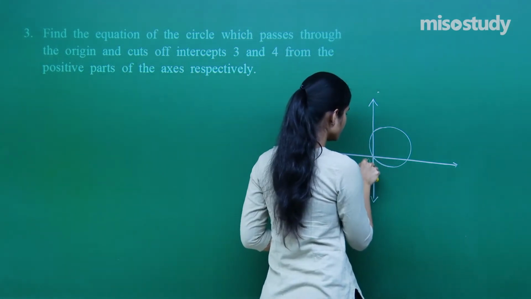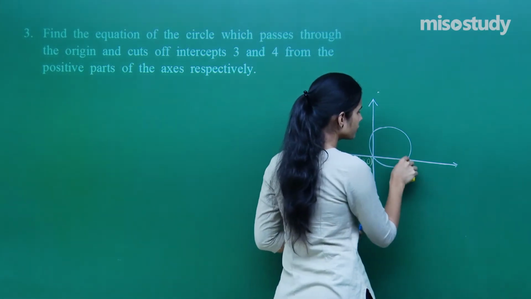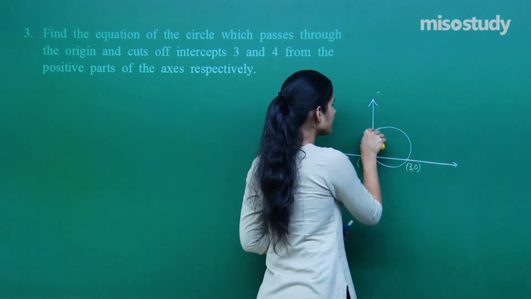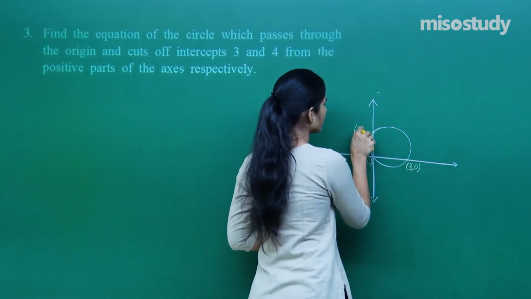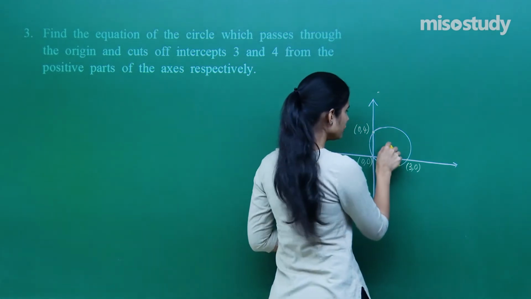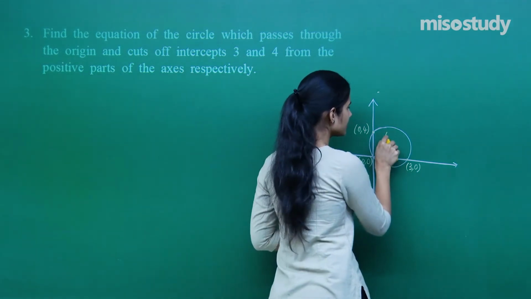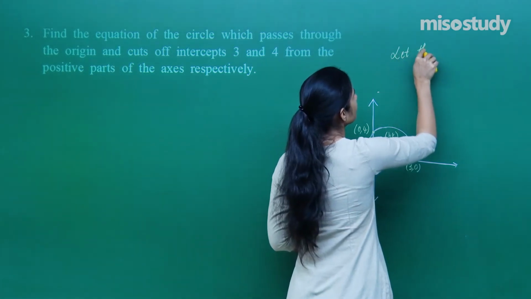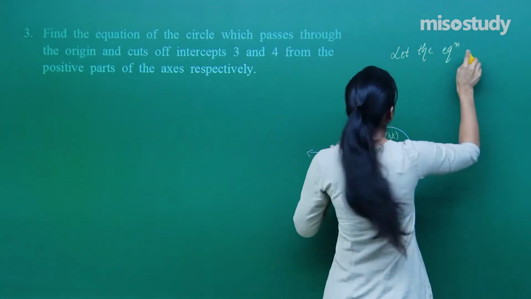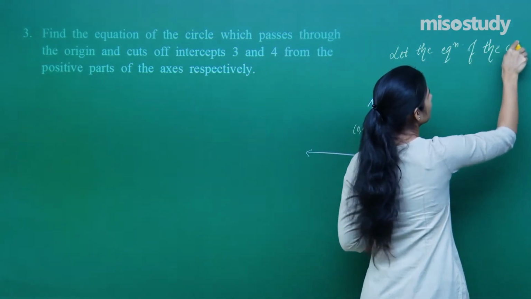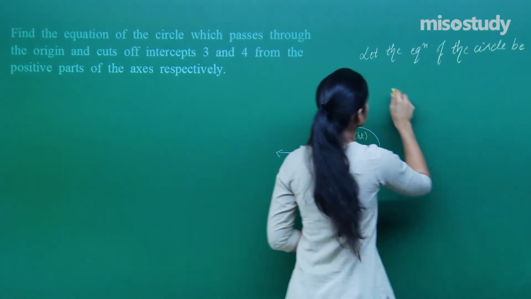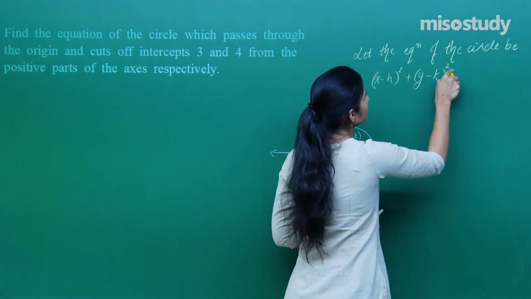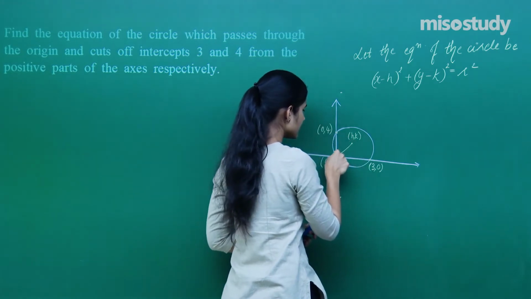Now this is the origin. It is cutting off an intercept of 3 units on the positive x-axis. This point is (3, 0). It is cutting off an intercept of 4 units on the y-axis. So this point is (0, 4). I need to find the equation of this circle. This is my center. Say the center has coordinates (h, k). Let the equation of the circle be (x minus h) whole square plus (y minus k) whole square equals r square, where this distance is r, that is the radius.